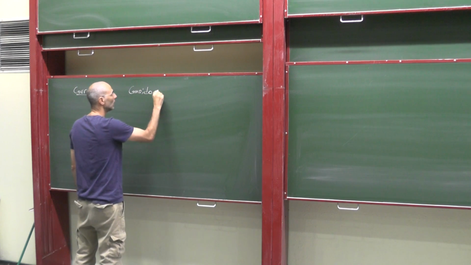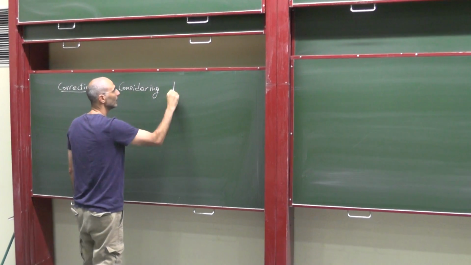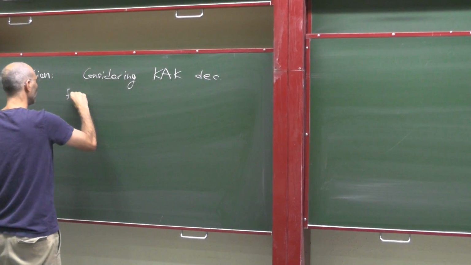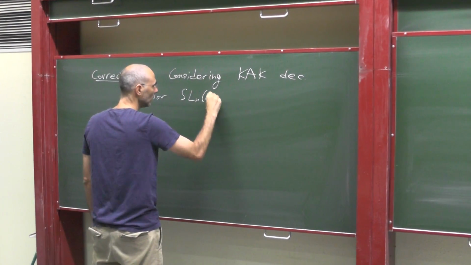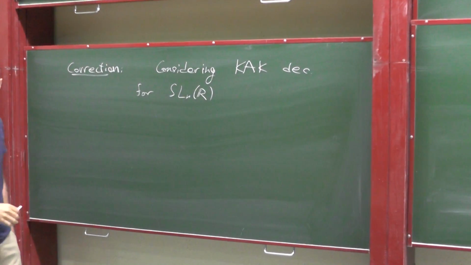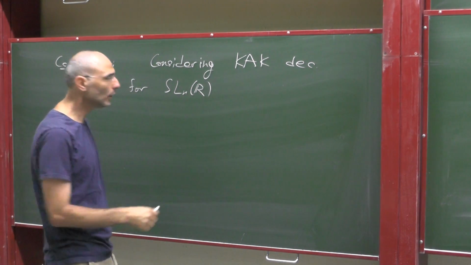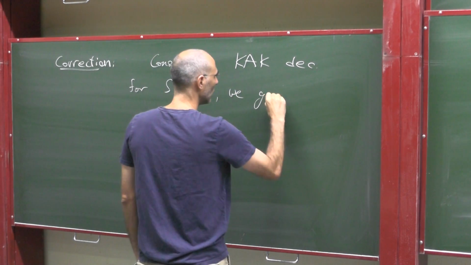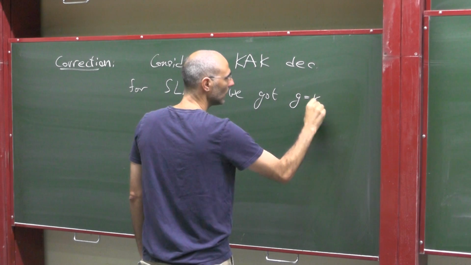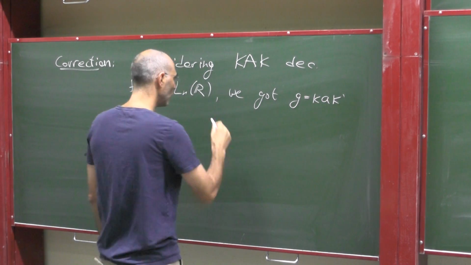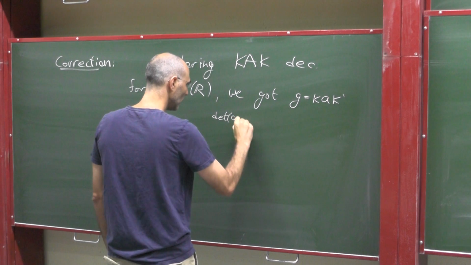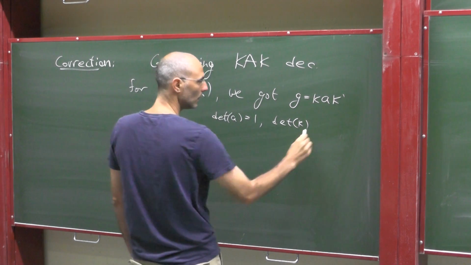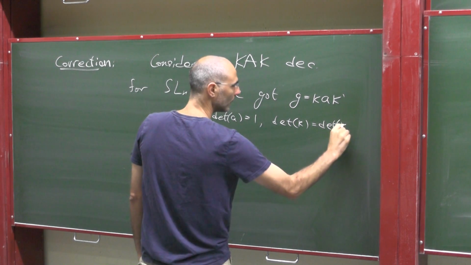Considering the KK decomposition for SLN, using the KK decomposition we put for DLN, we got D, B, K, A, K prime, where that A is 1 and that K must have been equal to K prime.